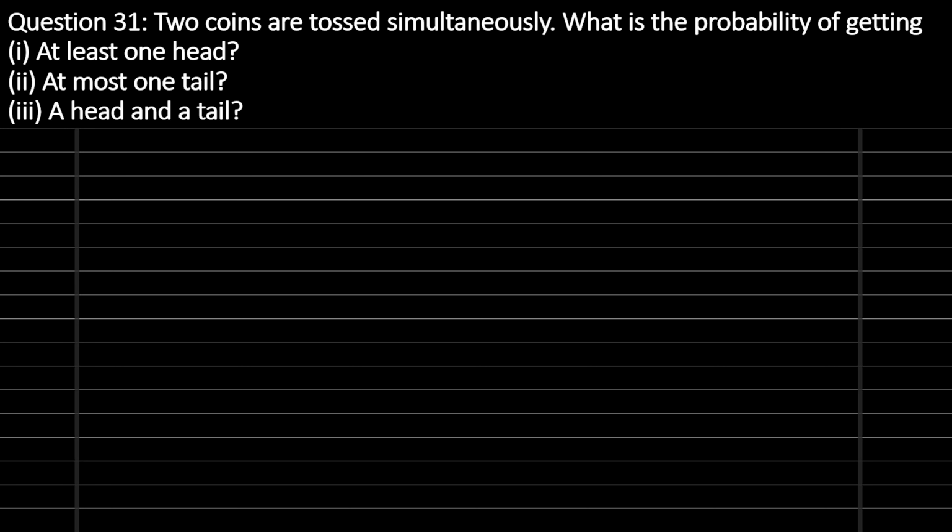Now this is question number 31. Two coins are tossed simultaneously. What is the probability of getting at least one head, at most one tail, a head and a tail?